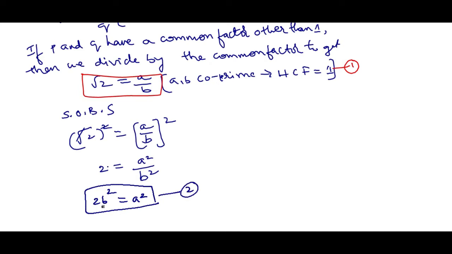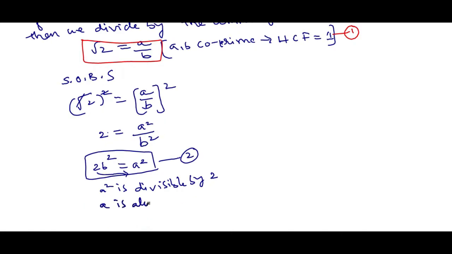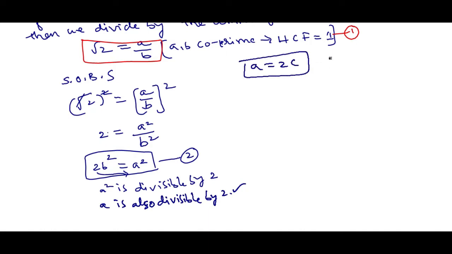Now look here. When we are transposing this 2 to the right side, it is dividing. So a square is divisible by 2. Then what will happen? a also is divisible by 2. And you remember here, a is also divisible by 2. Next you should take a is equal to 2c, for some integer c.